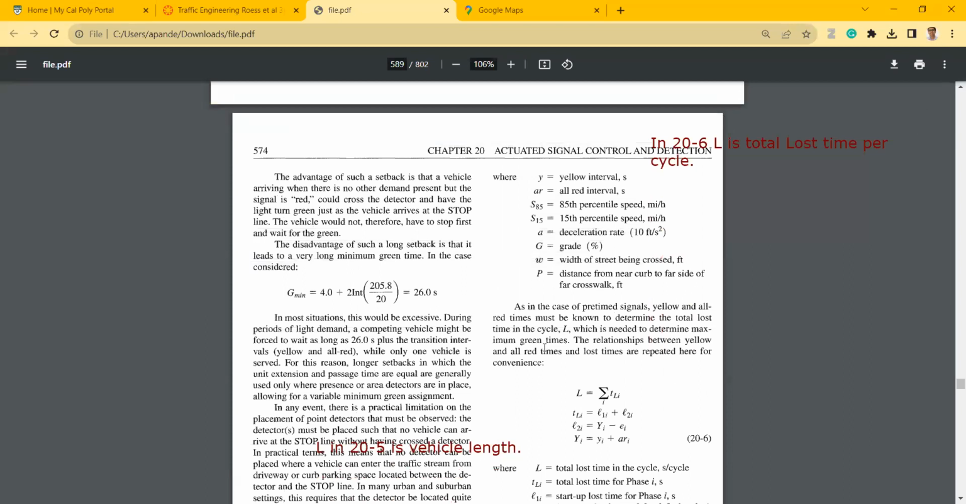So these formulas are fairly straightforward, and again, yellow and all red must be known to determine the total lost time. Total lost time is typically L1I plus L2I, startup lost time. L2I is typically capital YI minus EI, so yellow interval minus the startup lost time, where capital YI is the yellow time and the all red time for that phase. So yellow and all red time also help you determine approximately, give or take, what your lost times are going to be.